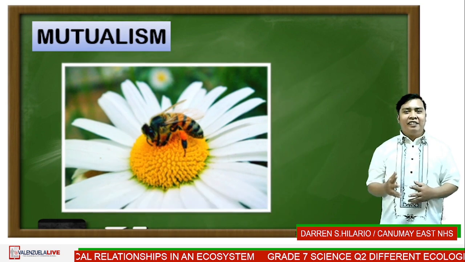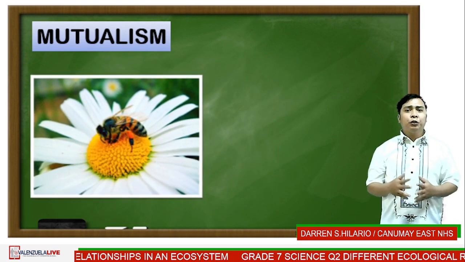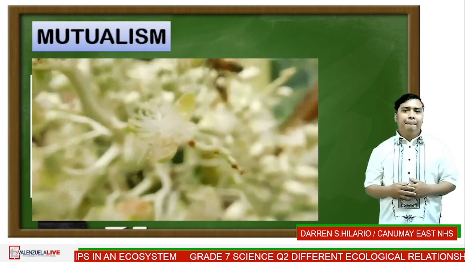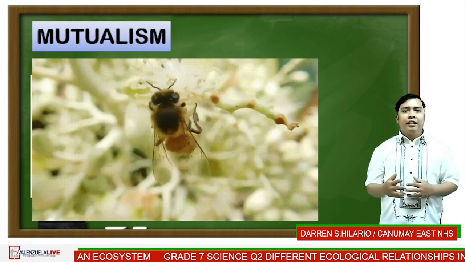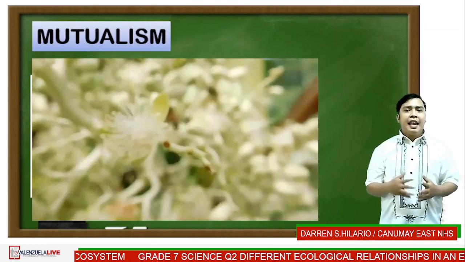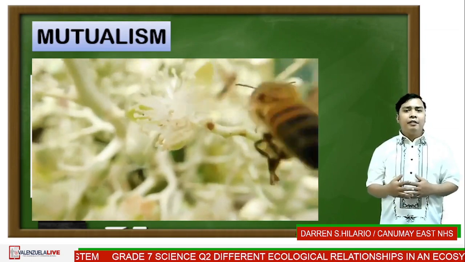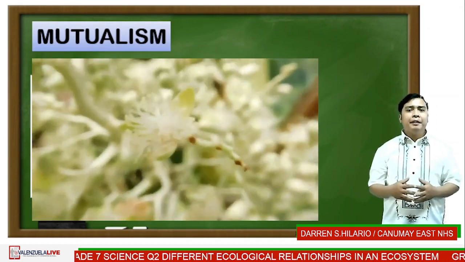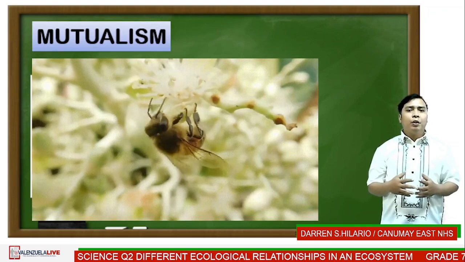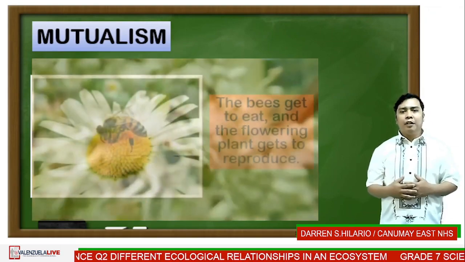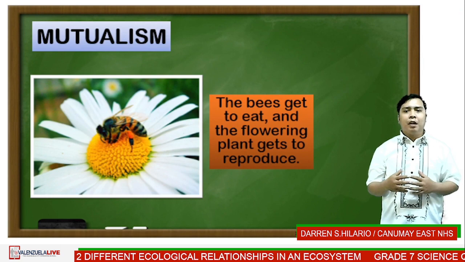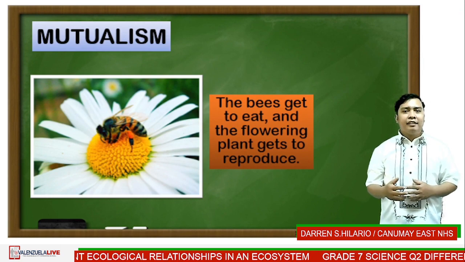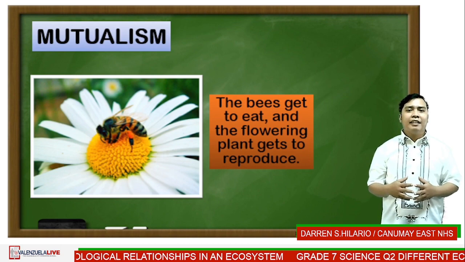Correct. Insects like bees fly from flower to flower in search of nectar, which serves as their food. Meanwhile, whenever an insect, just like bees, lands on a flower, some of the pollen sticks to their body. This pollen will eventually be transported to the flower when the bees transfer to another one. This results in plant pollination. In this example of mutualism, the bees get to eat and the flowering plant gets to reproduce.